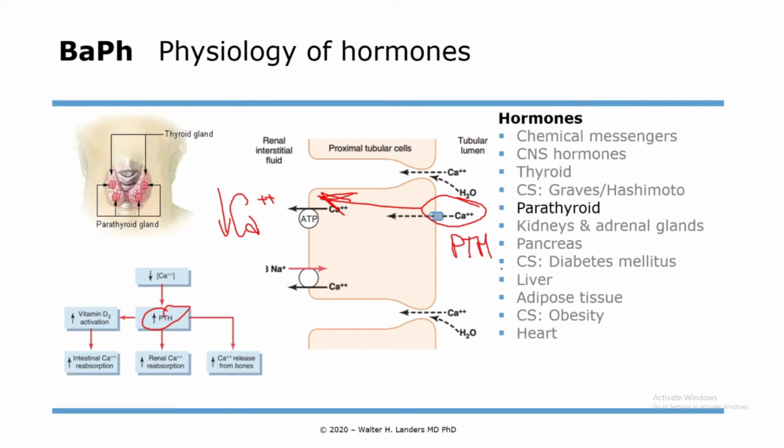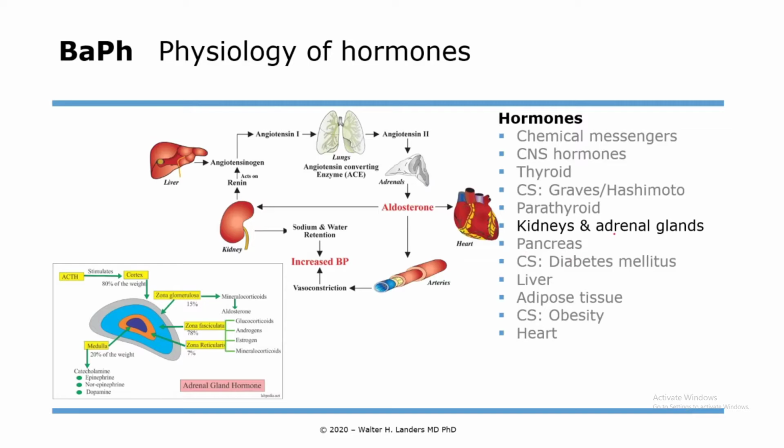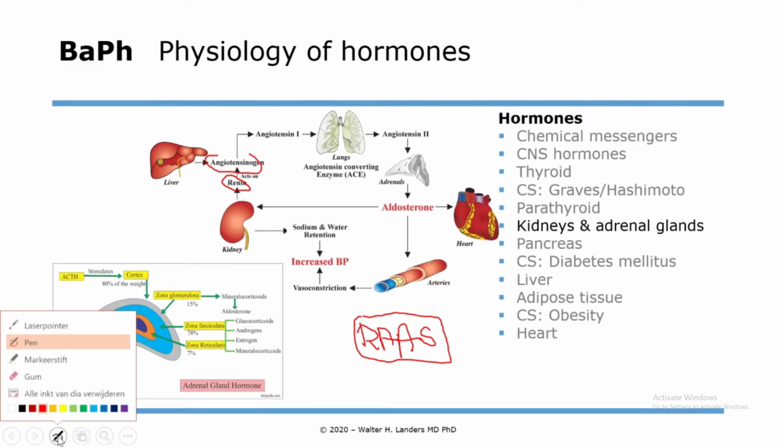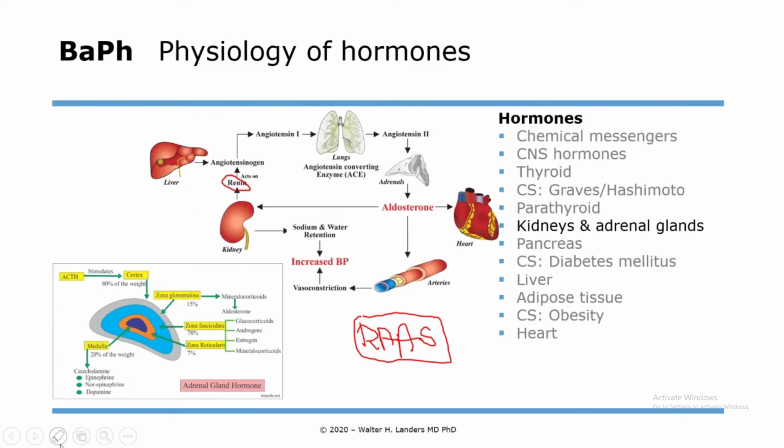And let's see. Then we go to the kidneys and the adrenal glands. So first, the kidneys. There's something called the RAS system. I think we might have discussed it during an earlier lecture. There we go, the RAS system. And the RAS system stands for renin, angiotensinogen. Hold on. Let me erase this. So there's renin, there's angiotensin, and specifically angiotensin 2, and aldosterone.